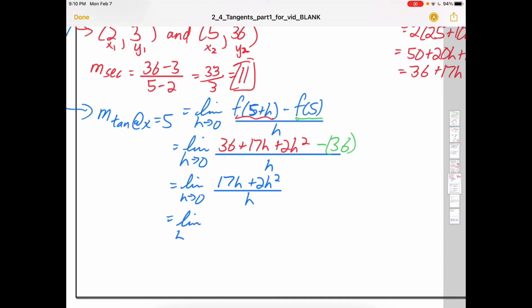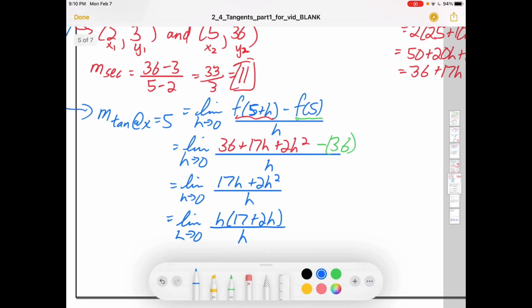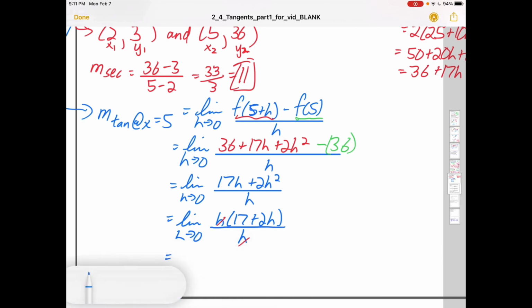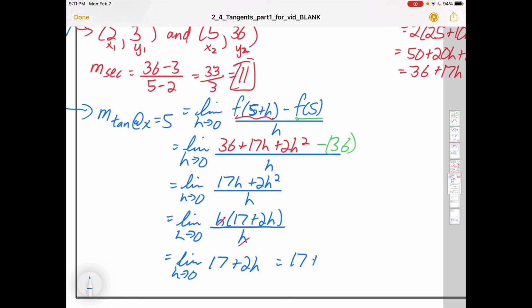And we keep going. I'm going to factor it so that I can safely evaluate this limit. Now I've got h's that divide out. And really, at this point, my problem's gone. Lim as h goes to 0 is going to be 17 plus 2h. And now I can sub in. So that's 17 plus 2 times 0, or 17. That is the slope of the tangent at x equals 5.